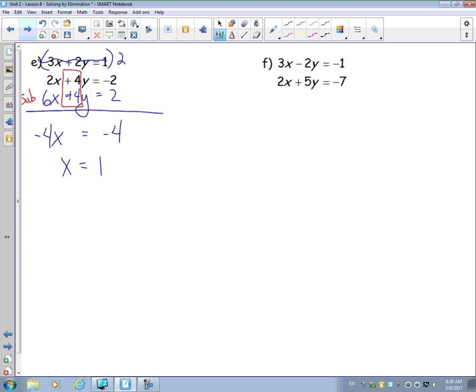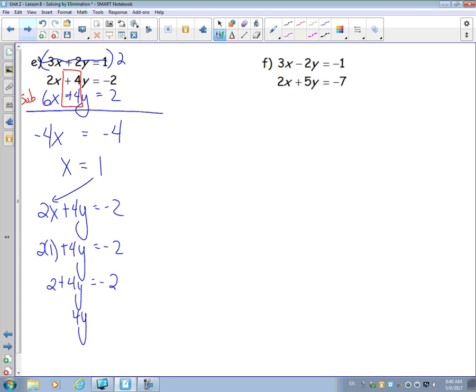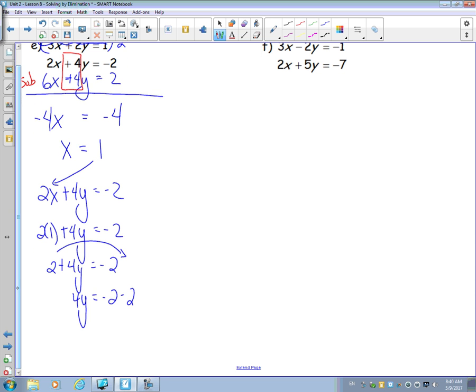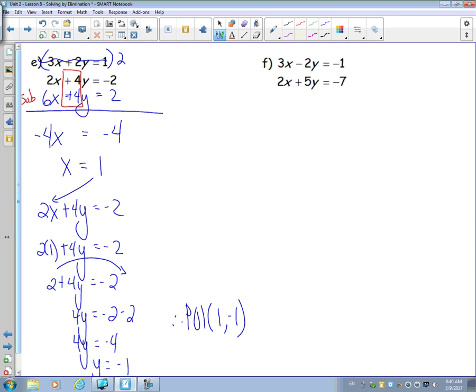Once I know x, I can go back and get y. I take one of my equations and let's replace. So 2 times 1 plus 4y is negative 2. Get rid of our brackets. Rearrange it. So bring the 2 over to the right side there. So I'll get 4y is negative 4, which means y is negative 1. Done. POI, x first, 1, y second, negative 1. All right, try this last one here, I think it is.